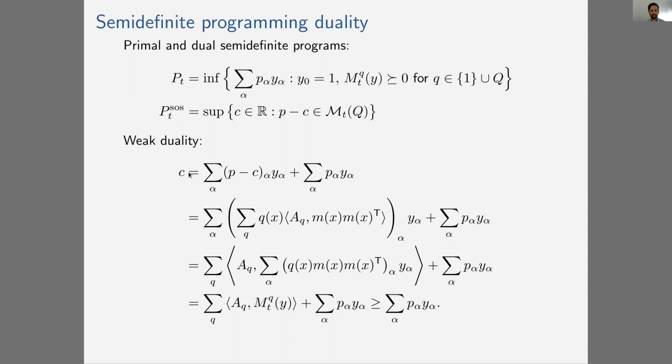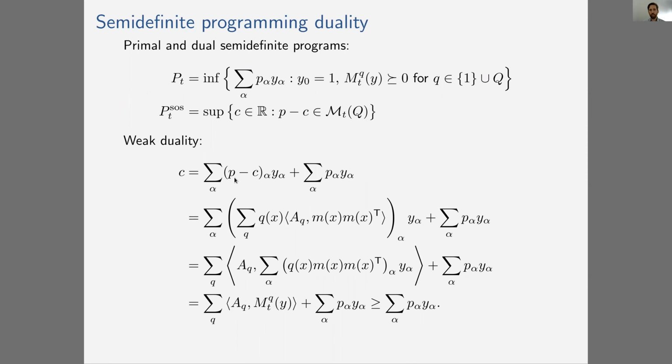So when I was writing this, I made an error right in the beginning. This should be C minus P. And then, okay, I'll get to that. So this should be C minus P. And what we then really do is we just subtract P and we add P, right? That's all we do in this first equality. So what do we do in the second equality?